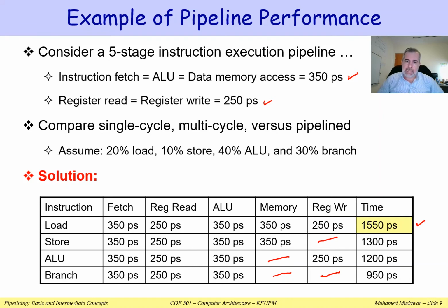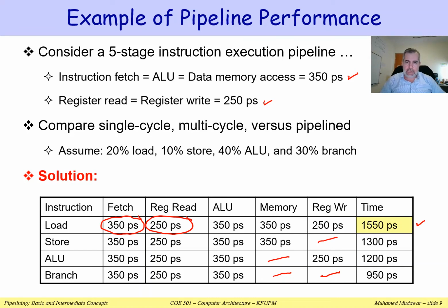For the multi-cycle, I can choose between 350 picoseconds and 250 picoseconds. To fetch an instruction, it takes 350. To decode the instruction and read from the register file, it takes 250 picoseconds. So what's the maximum, 350 or 250? It's 350. So let us choose the clock cycle to be 350 for the multi-cycle.